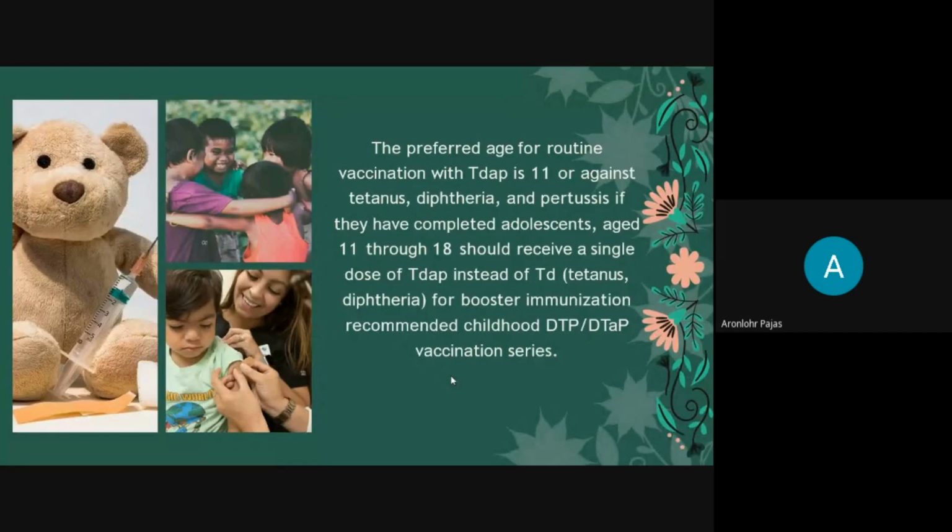The preferred age for routine vaccination with Tdap is 11 or 12 years. Adolescents aged 11 through 18 who have completed the recommended childhood DTP or DTaP vaccination series should receive a single dose of Tdap instead of Td, or tetanus diphtheria, for booster immunization.